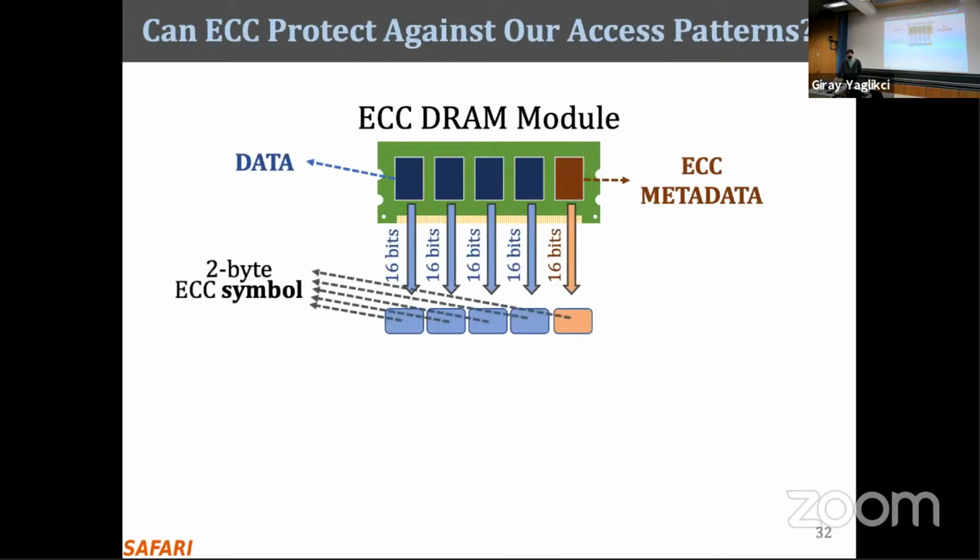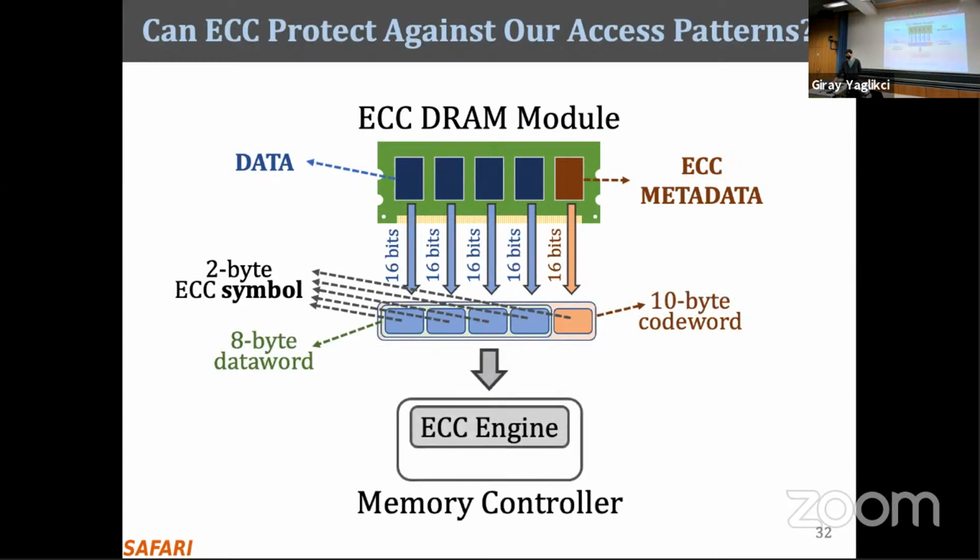A 2-byte data chunk is called a symbol, and all data symbols constitute an 8-byte data word, and all symbols, including the ECC symbols, constitute a 10-byte codeword. The memory controller uses its ECC engine to decode incoming codewords. When there are bit flips in the codeword, the conventional DRAM ECC can correct a single bit, or it can be designed to correct a single symbol. The ECC engine can detect 2-bit errors or 2 symbol errors, and the ECC engine cannot correct or detect 3 or more bit or symbol errors.